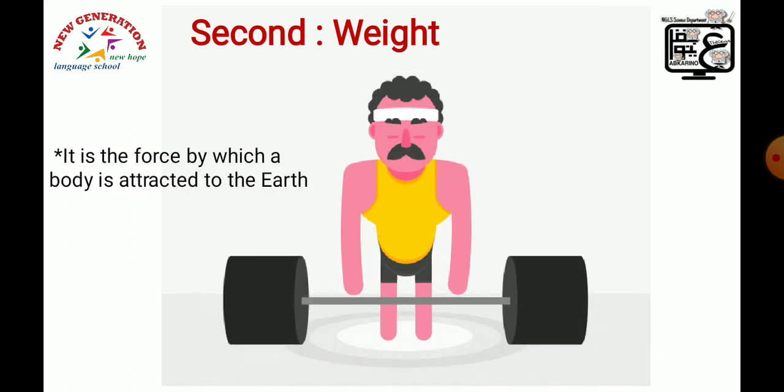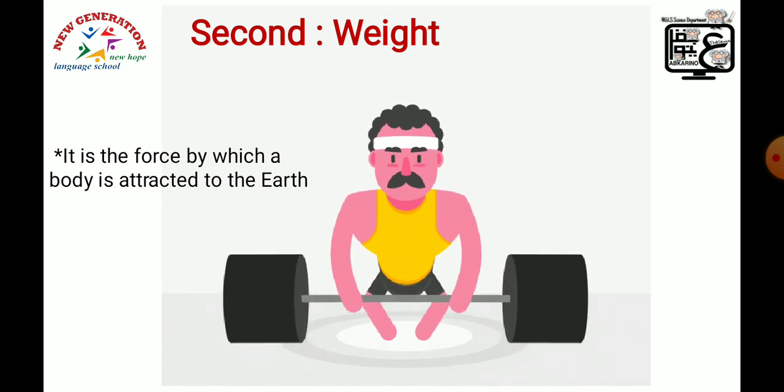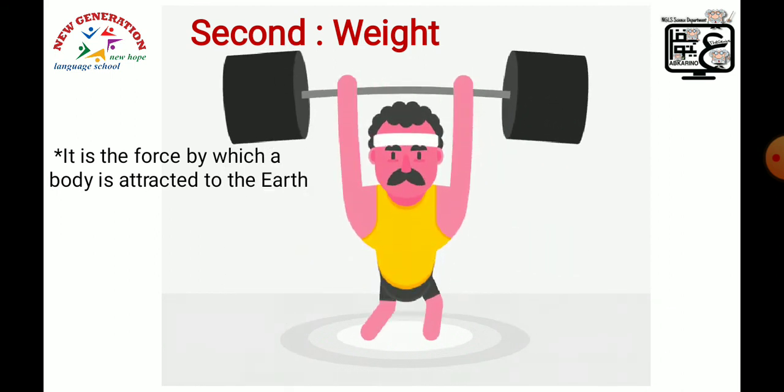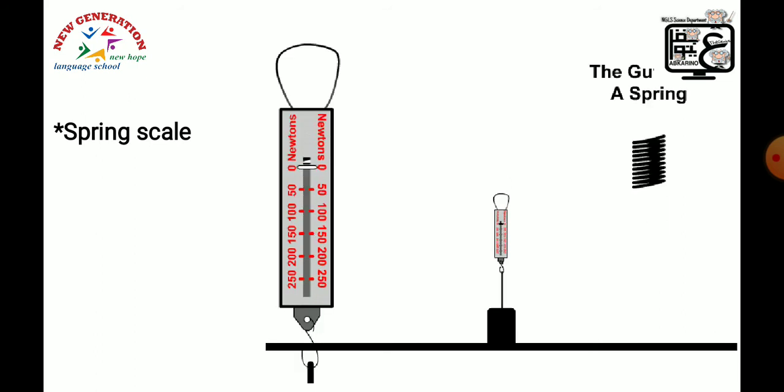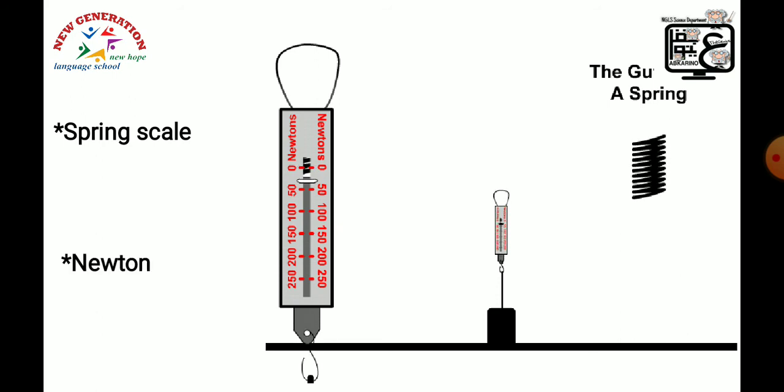Weight is the force by which a body is attracted to the earth. Again, it's a force by which the body is attracted to the earth. Amazing. And you know, my friend, the weight of any object can be measured by the spring scale. Repeat after me. Spring scale. As you see in this picture, this is a spring scale. And weight is measured in a unit called Newton.